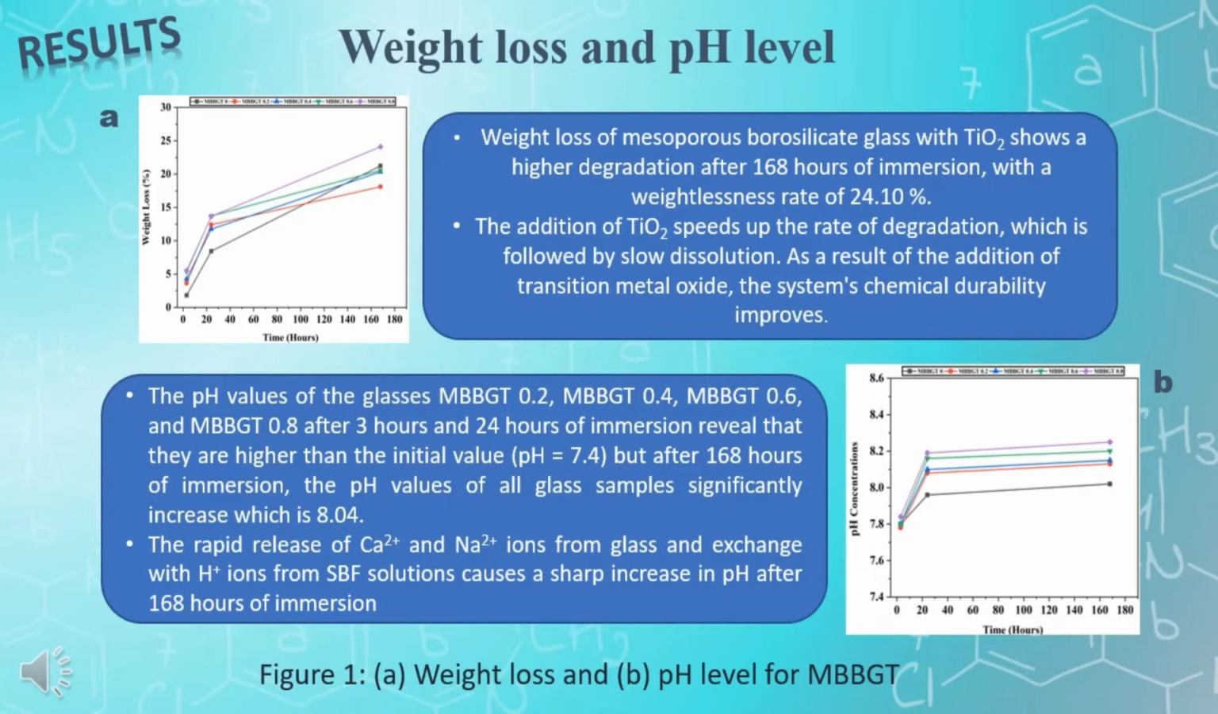The second graph shows the pH level of the simulated body fluid solution. The pH level of all the glass samples after 3 hours and 24 hours of immersion reveals they are higher than the initial value, which is 7.4. But after 168 hours of immersion, the pH level of all the glass samples significantly increased to 8.04. This is because the rapid release of calcium ions and sodium ions from the glass, which exchange with the hydrogen ions from the simulated body fluid solution, caused the sharp increase in pH after 168 hours of immersion.